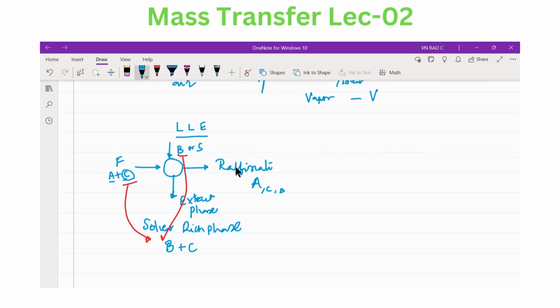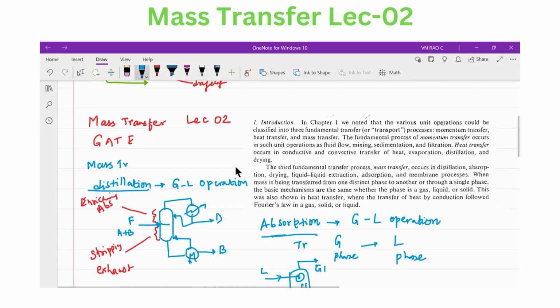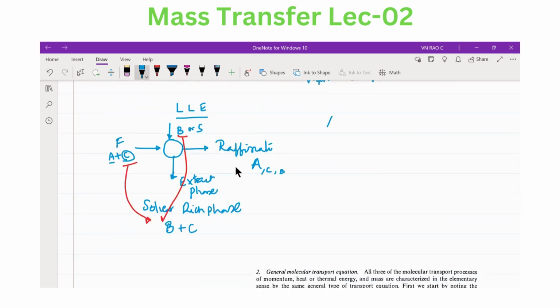Next operation is the adsorption operation. We can also say it is a fluid solid operation. Very simple. This fluid can be liquid, so mass transfer is from the liquid phase to the solid phase. The fluid can be vapor, and the mass transfer can be to the solid phase. The fluid can be a gas stream, and the mass transfer is from the gas stream to the solid.